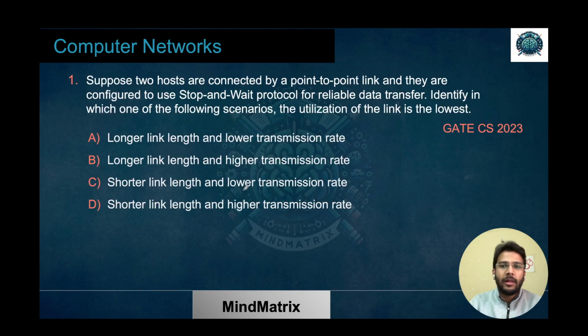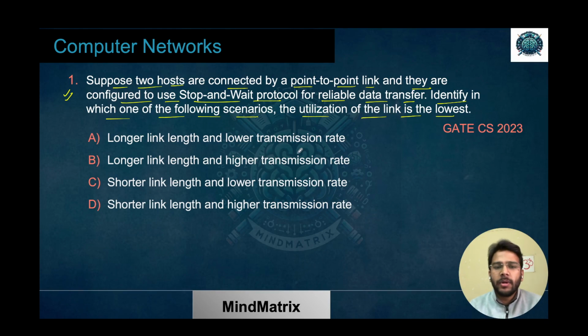Okay, let's start. So this is the first question we have, that is from GATE CS 2023. Let's read the question first. Suppose two hosts are connected by a point-to-point link and they are configured to use stop and wait protocol for reliable data transfer. Okay, so they are using stop and wait protocol. What is stop and wait protocol? So first you are going to send the data and then you are going to wait for the acknowledgement. Identify in which one of the following scenarios the utilization of the link is the lowest.